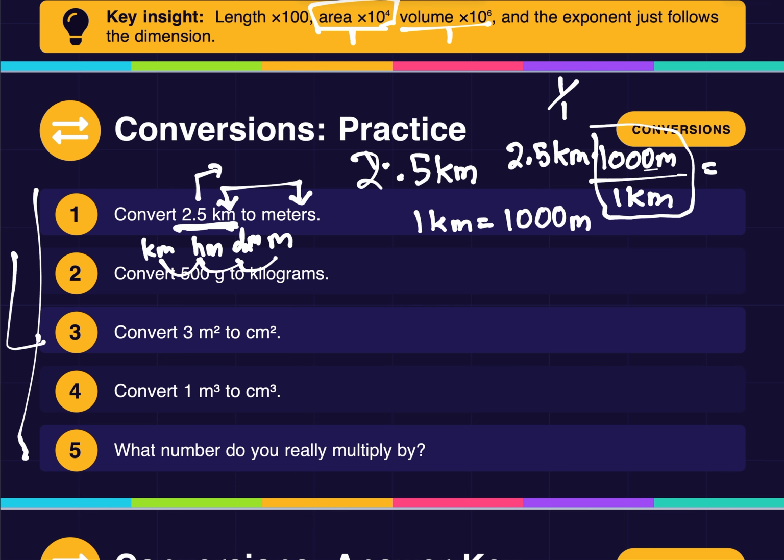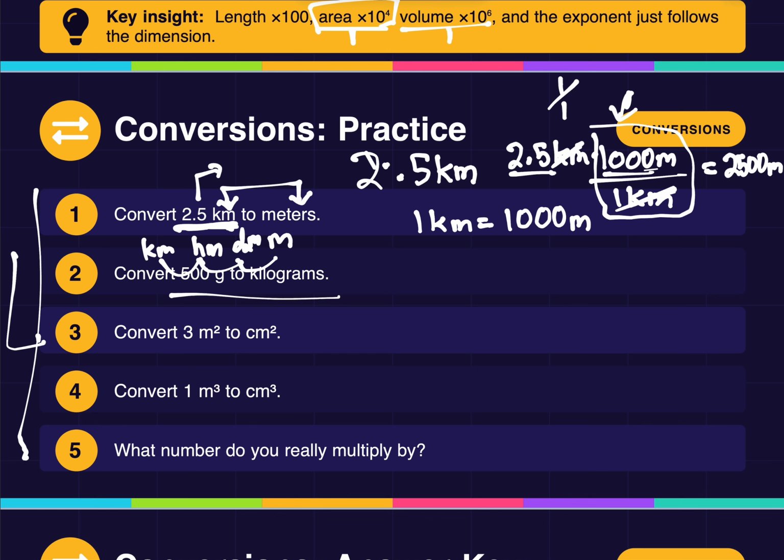And like this, you're allowed to cancel out the units. Kilometers cancels out. 2.5 times 1,000 becomes 2,500 meters. You always multiply by this conversion unit. So let me look at another example, right?